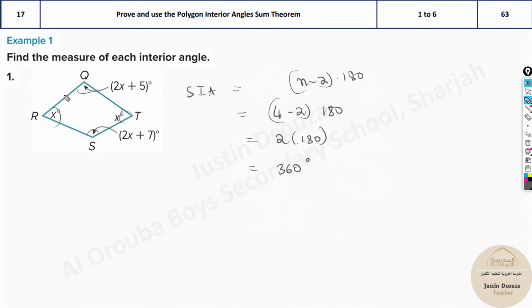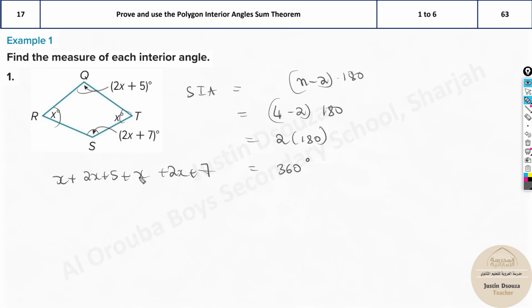Now, what is this specifying basically? This means we know it's 2x plus 5, 2x plus 7, x. It's the sum of all these. So if I'm writing x plus 2x plus 5 plus x plus 2x plus 7, that is equal to 360 degrees. Because that is the sum of all the interior angles, and the inner angles have been mentioned over here, right? Add them up. Now, what do we do here? We just have to add up all the x's and numbers separately.